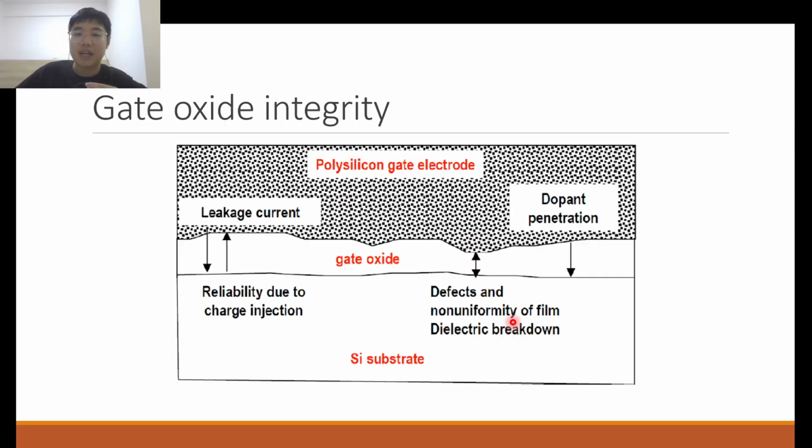When there are defects and non-uniformity in the film, it tends to result in dielectric breakdown at these positions, where there can be macroscopic defects like pinholes and scratches, or more microscopic structural defects. At the same time, we don't want charge traps, which are states that can trap charges in the oxide, as that would affect the reliability of the device. And we also don't want any dopant penetration into the oxide, which I'll cover a bit later.